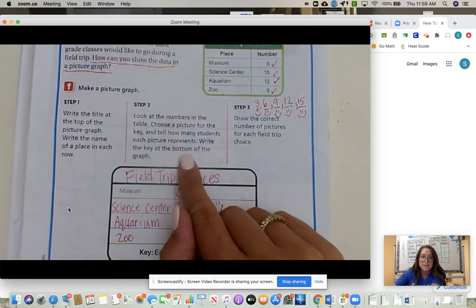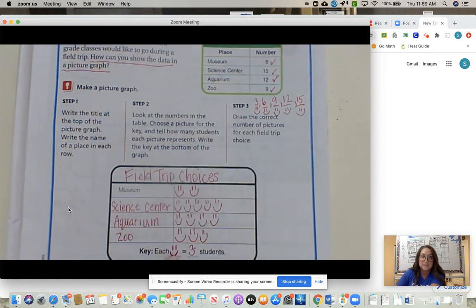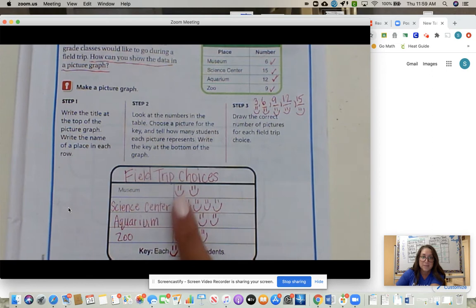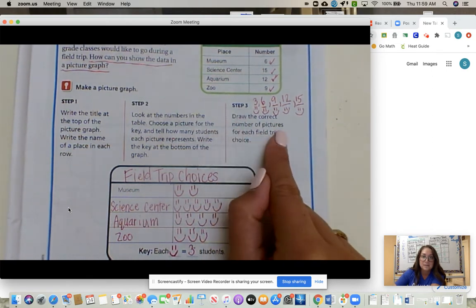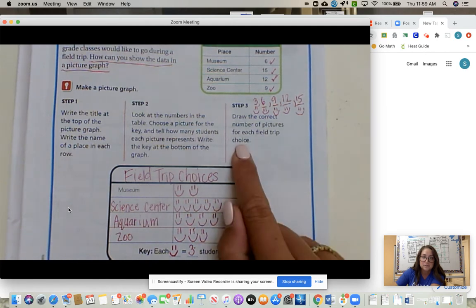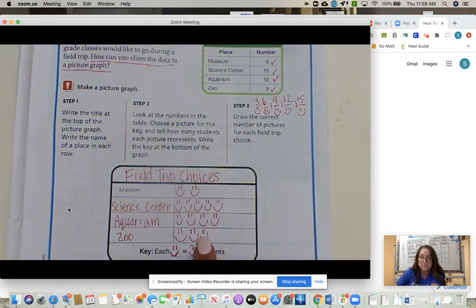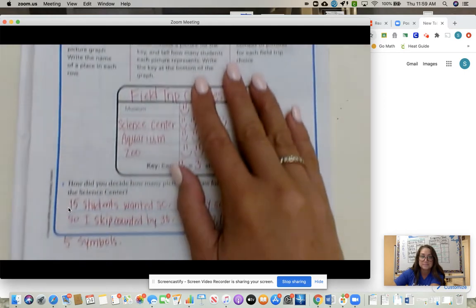So then you have to write the key at the bottom of the graph. We did. Each smiley face is 3 students. So you're skip counting by 3s every time you see a picture. Then you draw the correct number of pictures for each field trip choice. We did that already. That's what I explained.